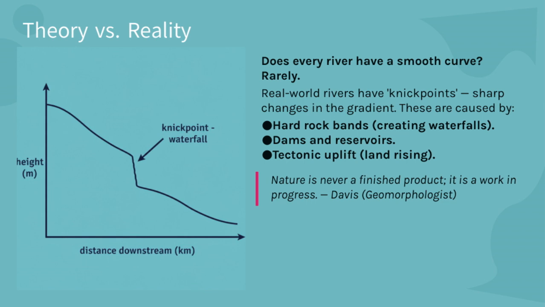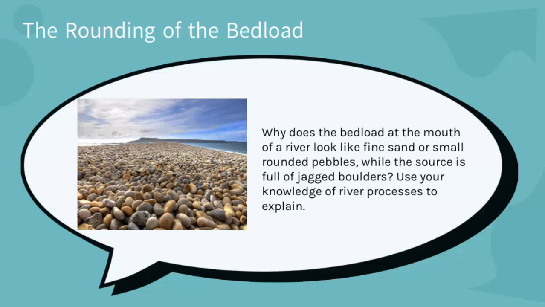Another cause is a dam or reservoir. Human structures can interrupt the river's natural profile and change how water and sediment move downstream. Tectonic uplift can also create nick points. This happens when land is pushed upwards by movements in the Earth's crust. If the land rises, the river may gain energy and start cutting down more rapidly. So while the graded profile is a useful theory, real rivers are shaped by geology, human activity, climate, and tectonic processes. That is why rivers are never really finished. They are constantly adjusting.